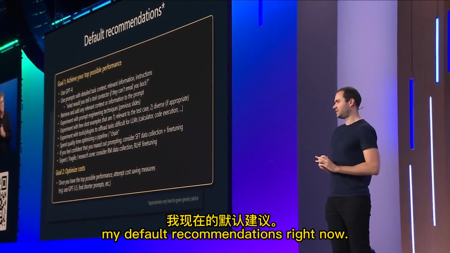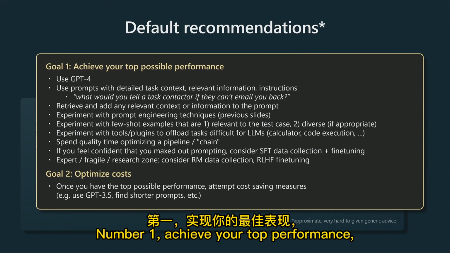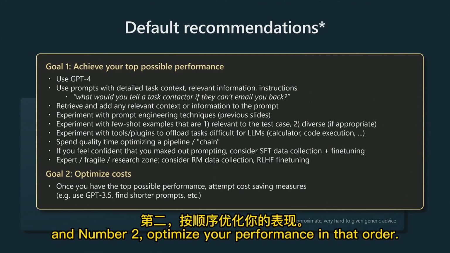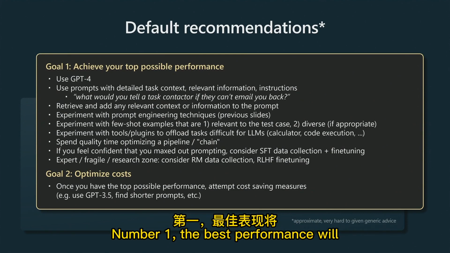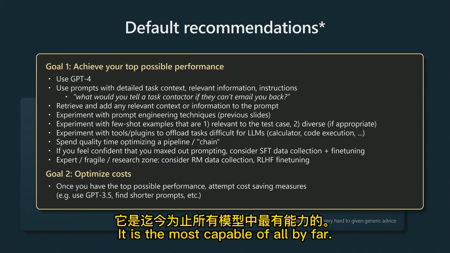So I think these are my sort of default recommendations right now. I would break up your task into two major parts. Number one, achieve your top performance, and number two, optimize your performance, in that order. Number one, the best performance will currently come from GPT-4 model. It is the most capable model by far.